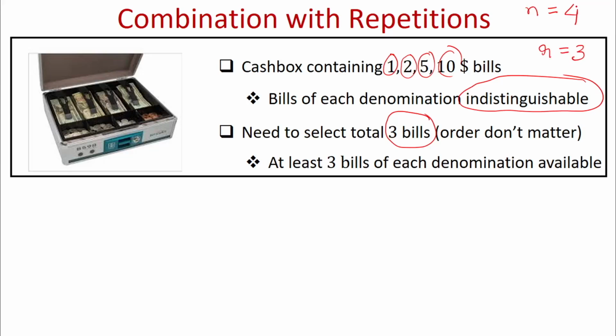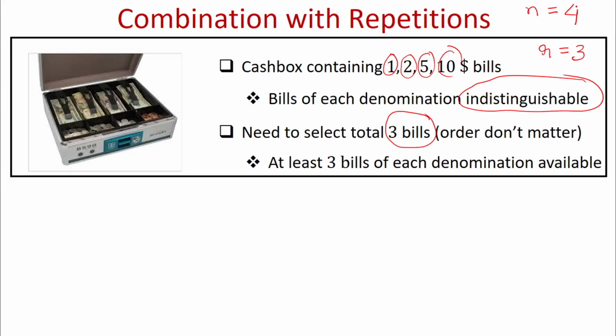You have four types of objects, namely bills of type $1, bills of type $2, bills of type $5, and bills of type $10, and you have many copies of them. At least three copies of bills of each denomination are available. Your goal is to find out how many ways you can pick three bills in total where the order does not matter. So, for instance, one way of picking three bills is you pick all $1 bills.